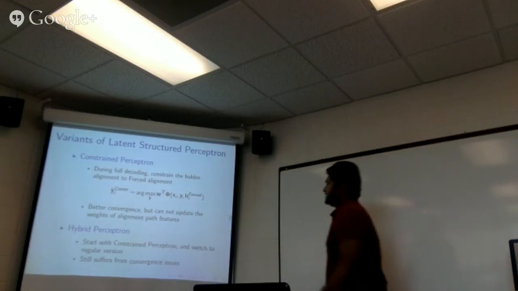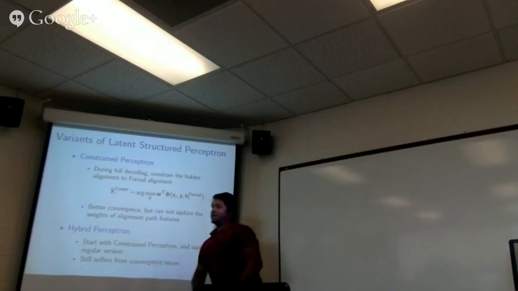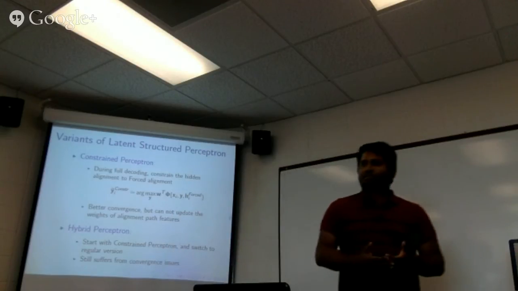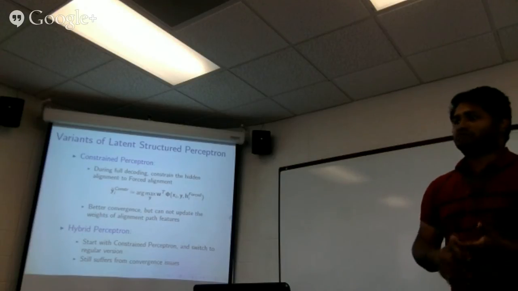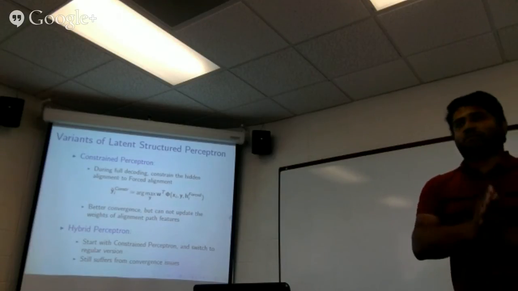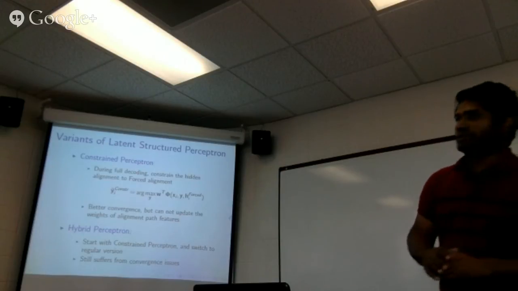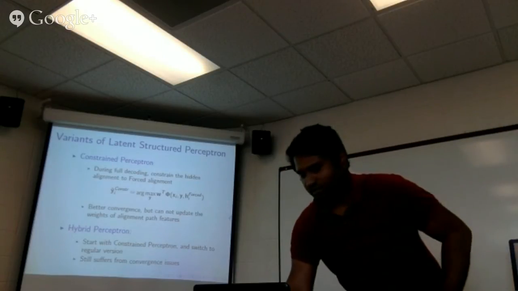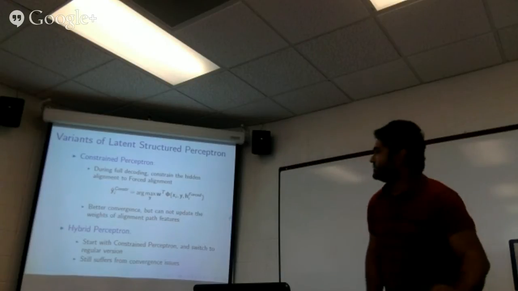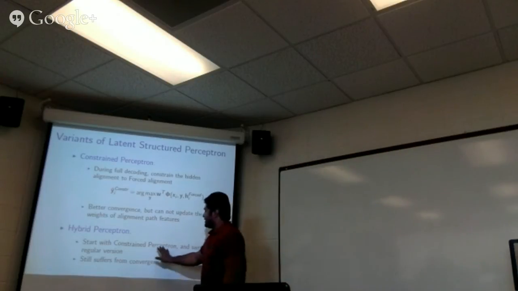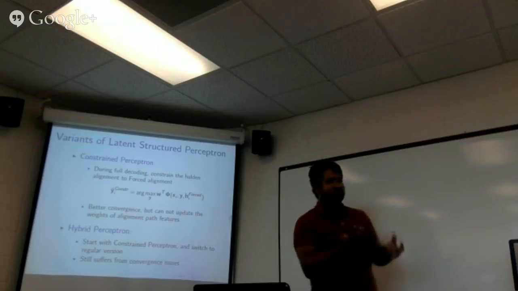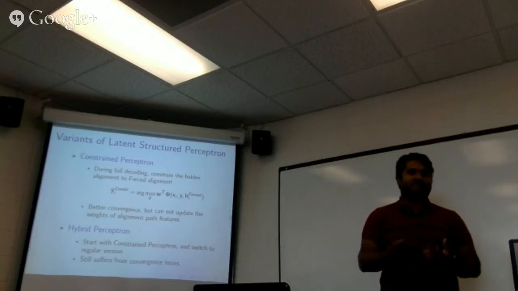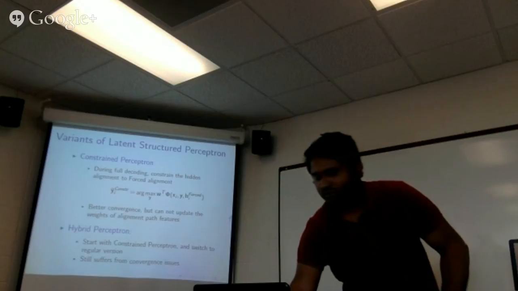And then we also tried a hybrid version, where we start with the constraint perceptron, using a more conservative approach at the beginning, and after many iterations, we switch to the full perceptron. So this is the hybrid version. But you can imagine that even if we have very good weights, there is no way to learn how many video segments to generate per sentence. So it will never be the same as the exact video. So it will always have this convergence issue.